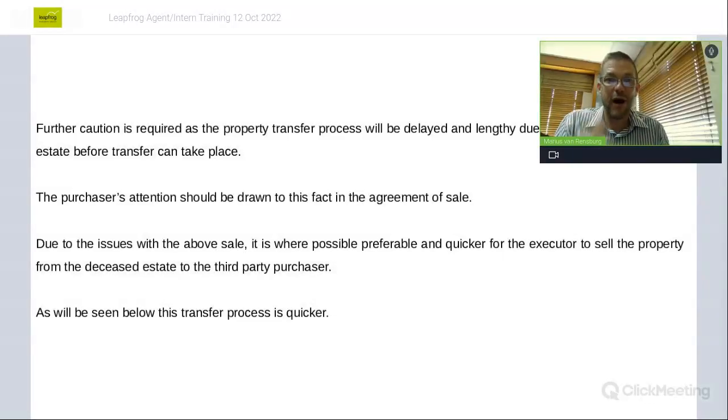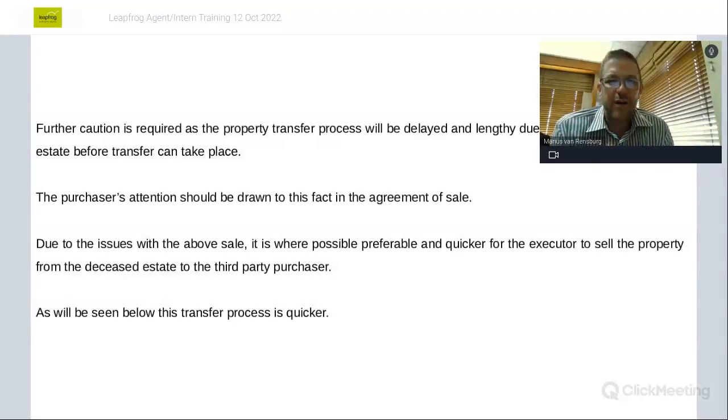And what happened in this case, the buyer moved in and transfer took another year. So during the course of that year, the buyer paid no occupational rent, and it created a massive problem because there was this delay, and eventually there was a dispute because the heir wanted payment of occupational rent. The executor got involved, and it just became unpleasant.